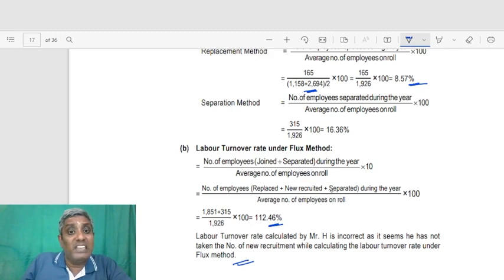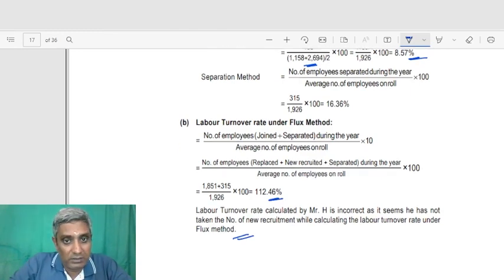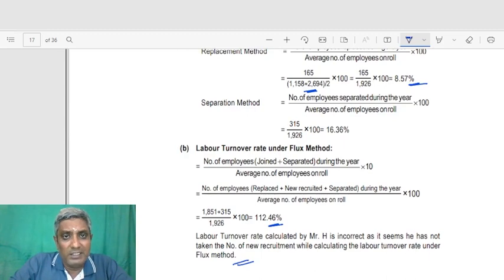Joined doesn't mean only newly recruited. Even the replaced ones will come under joining. So please remember these points. Hope you understood, my dear students. So this is the answer for this question in labor costing. Any other doubts, please do write in the comment box. We will try to address them. A lot of questions we have completed in labor costing or employee cost.